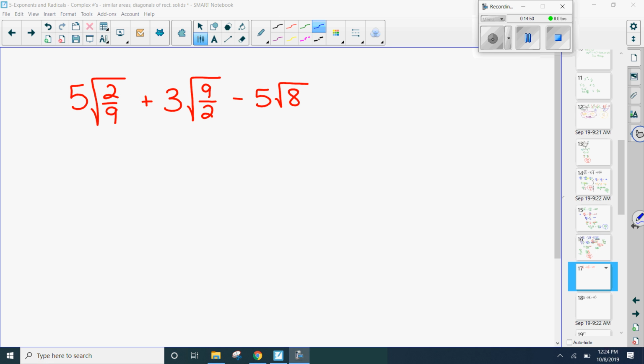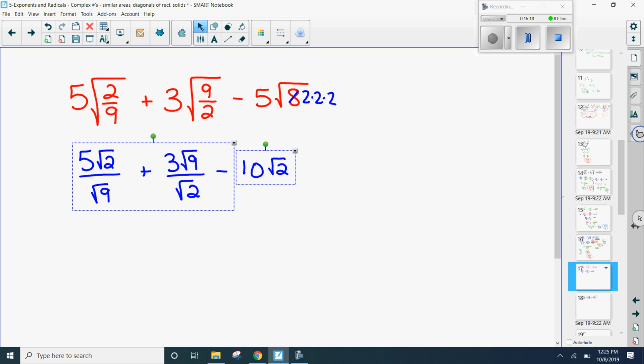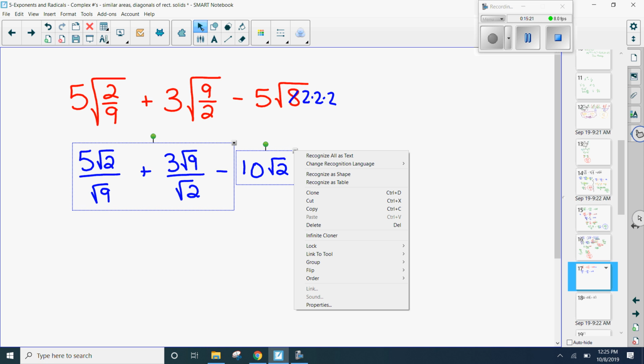Here we go. If we go through and simplify, you have 5 radical 2 over radical 9 plus 3 radical 9 over radical 2 minus, is that okay if I look at 8 as 2 times 2 times 2 and say it's 10 radical 2? Everybody okay with that? Now I'm going to show you two different ways to work through that from that point.